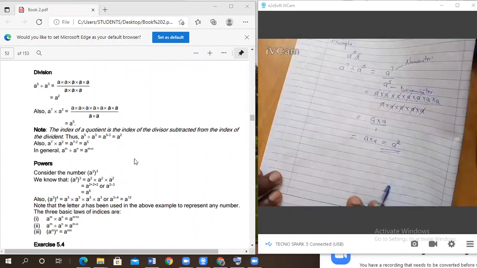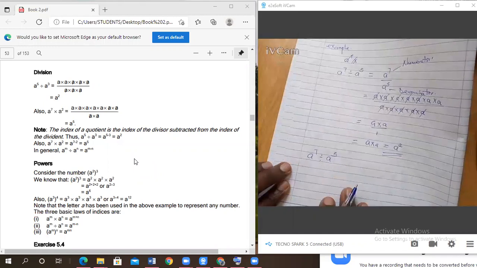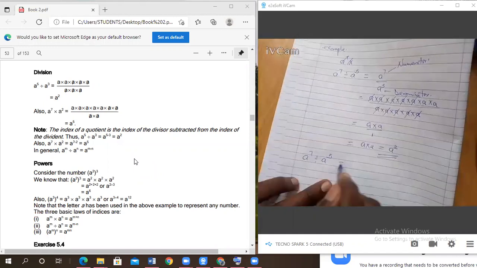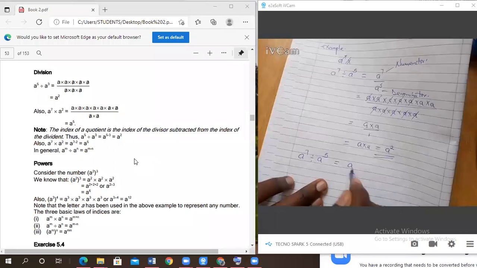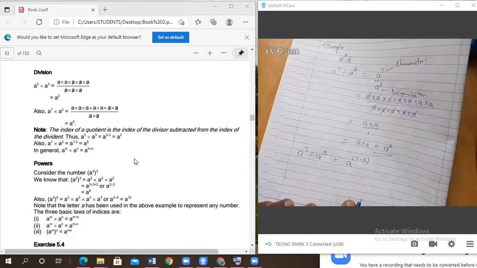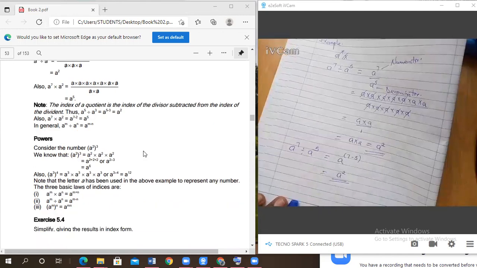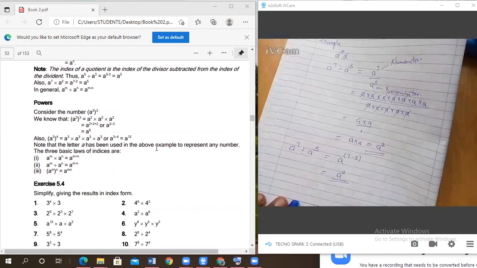But using this formula, using this law that I've given us, we can just say a to the power 7 divided by a to the power 5 is just going to be the same as, since they have the same base, we're just going to say a to the power 7 minus 5, which will just give us a squared. Have you seen that? Yes. So that's how we use that law. So those are the 2 laws we have talked about.